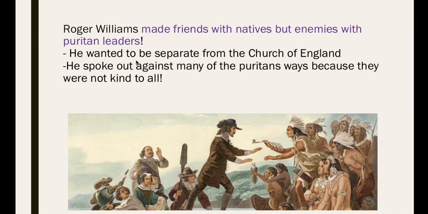So Roger Williams made friends with natives but enemies with Puritan leaders. He wanted to be separate from the Church of England. And he spoke out against many of the Puritans' ways because they were not kind to all people. So the Puritans were very specific about who they liked and who they didn't like. But Roger Williams wanted just kindness for everyone and freedom for everyone. He was a good guy that way. So go ahead and write this in. So pause and write that in.